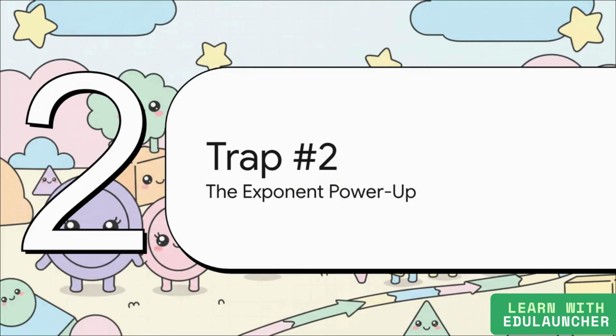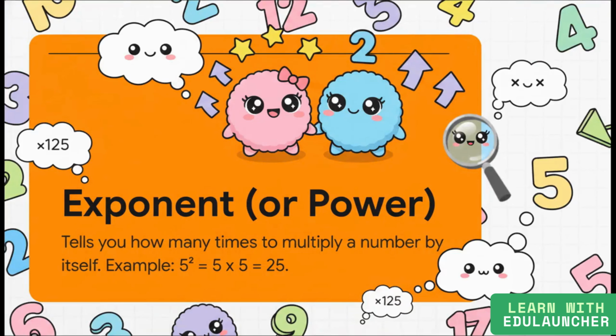All right, let's level up. Now that we've got the package deal down, it's time for trap number 2, the exponent power-up. Exponents are kind of like the super-powered operation in math, so they get really high priority. So what is an exponent anyway? It's that tiny little number you see floating up at the top right of another number. It's just telling you how many times to multiply the main number by itself.